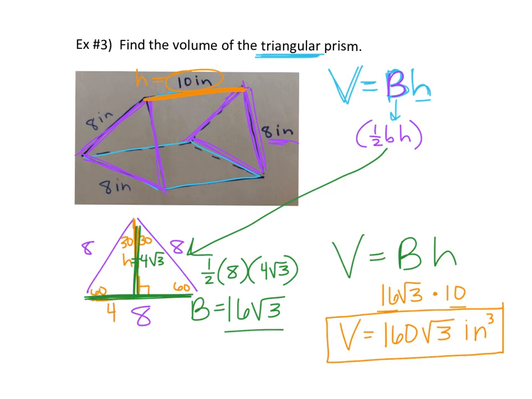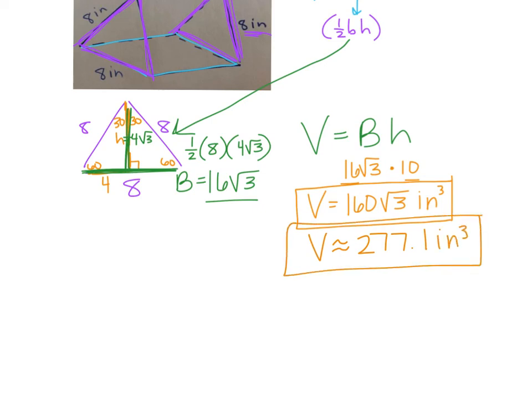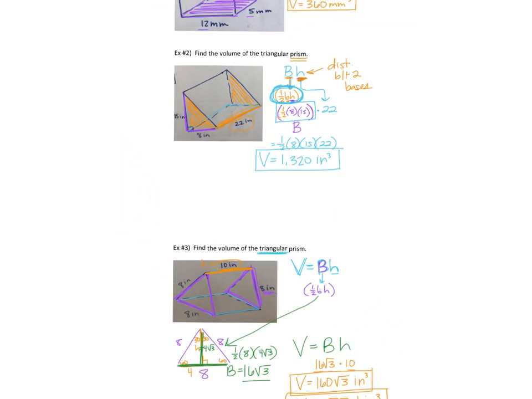Sometimes they're going to ask you to round. If they ask you to round, you can just plug this in. So if we were going to round this one, you would do 160 times rad 3. That comes out to 277.1 cubic inches. Okay, so just be careful. Volume is always cubed. Area is always squared. Okay, that's it.